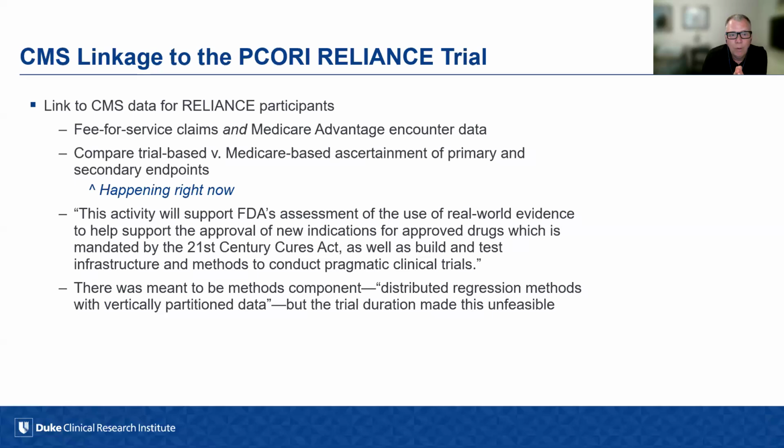One of the new things here is that not only are we using fee-for-service claims, we're also using some Medicare Advantage encounter data, which is the Medicare HMO data. We're comparing trial-based ascertainment of endpoints primarily to the Medicare-based ascertainment of endpoints. That's happening literally right now.